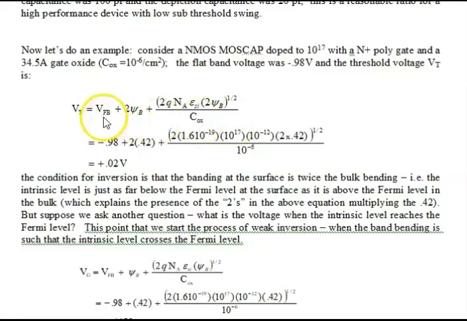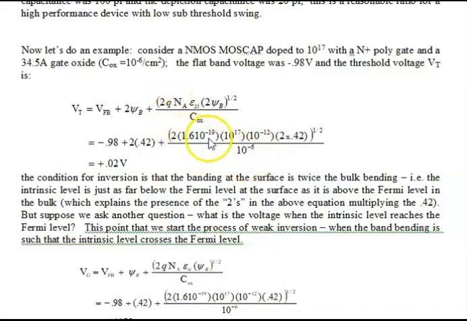Let's just put in the numbers. Flat band voltage minus about a volt. For 10 to the 17th, we know, or we should be comfortable with the fact that the bulk potential is 0.42. This is 2 times 0.42. That's the total band bending in the silicon.